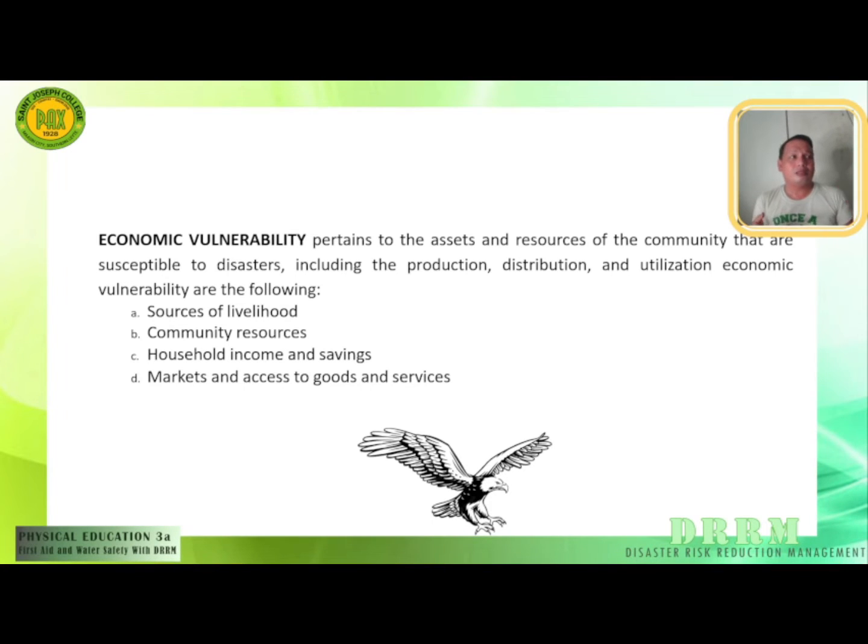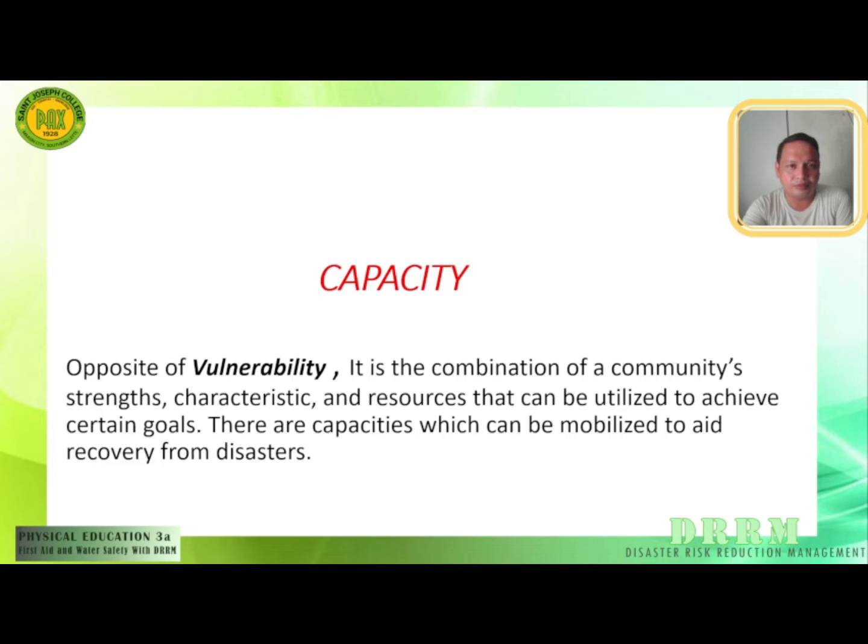Okay? Almost all of them are already covered. Okay. Then we have market access to goods and services. For example, during Odette, many roads were blocked by trees and debris. It was very difficult to access the market where the goods and essentials are bought.